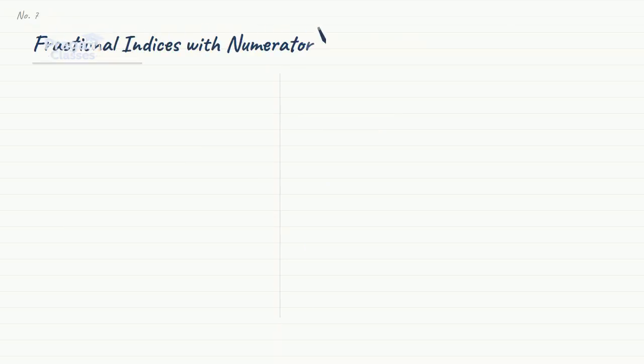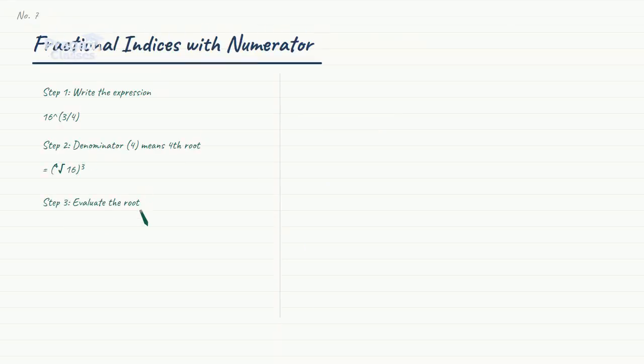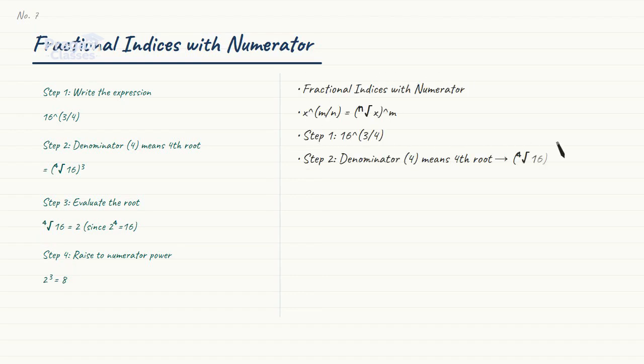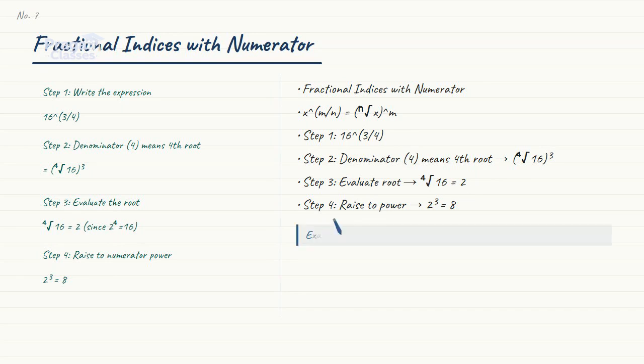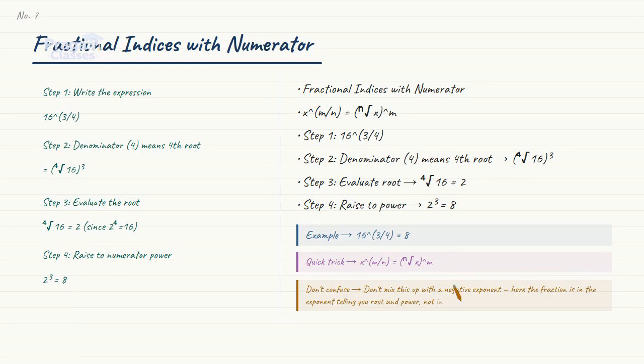So we just saw that a denominator of 2 means square root, but what if the fraction has a numerator that isn't 1? Let me sketch this out for you. When the exponent is a fraction like m/n, you take the nth root first, and then raise the result to the power of m. The board walks through 16 to the 3/4. Step 1. Write it. Step 2. The 4 in the denominator says 4th root, so we rewrite as the 4th root of 16, all cubed.